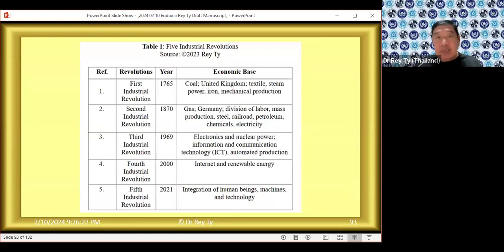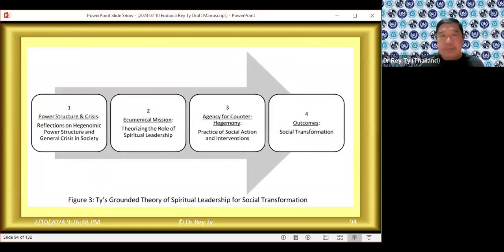A table, this one, again, I summarize all the uniqueness, similarities and differences of the 5 revolutions and when they started, in one table, and I discuss it in so many pages. This is a summary of my whole paper, 1, 2, 3, 4. In fact, research question 1, research question 2, research question 3, and research question 4. And that's my grounded theory.